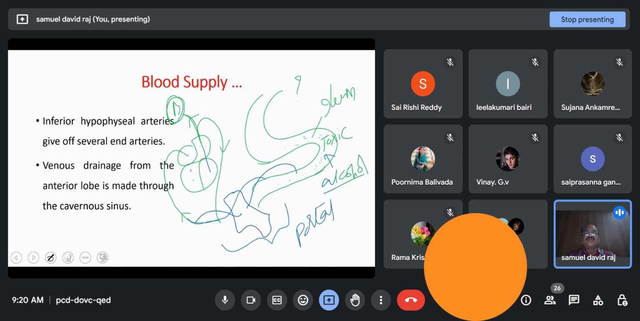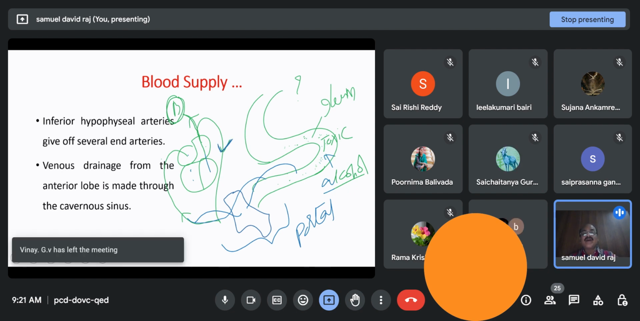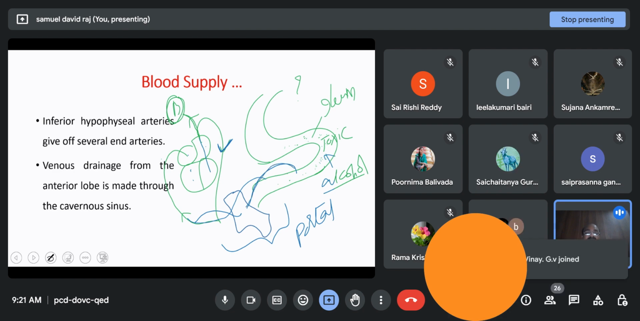Actually, the liver has to receive blood from the normal arteries, but here what is happening is that it is receiving blood through a shortcut route directly from the intestine, not from the heart.